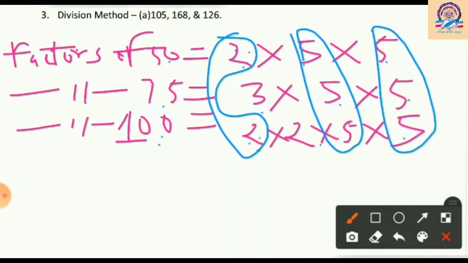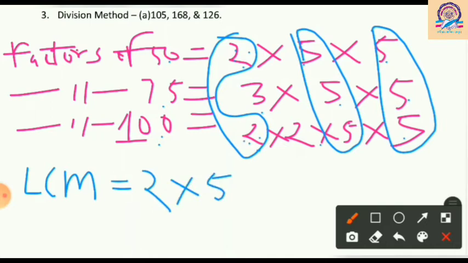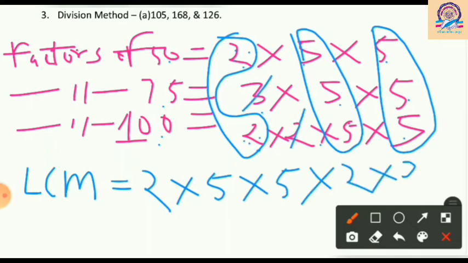So now you will write LCM is equal to which are common, you will just multiply that and write first. So 2 into, then next common is 5, then 5, and now you will write the remaining numbers which have no pairs. So 2, write here 2 only, then another is 3, so 3.